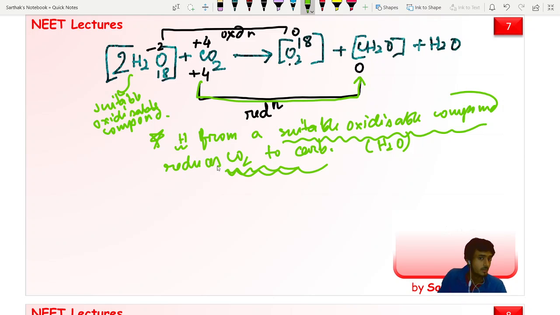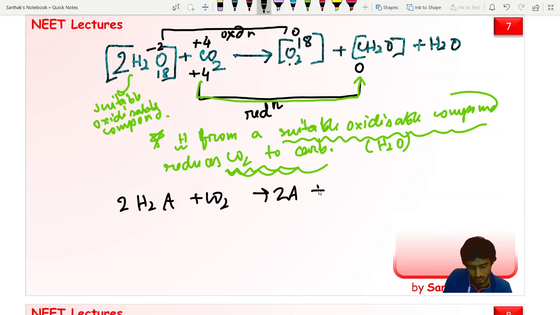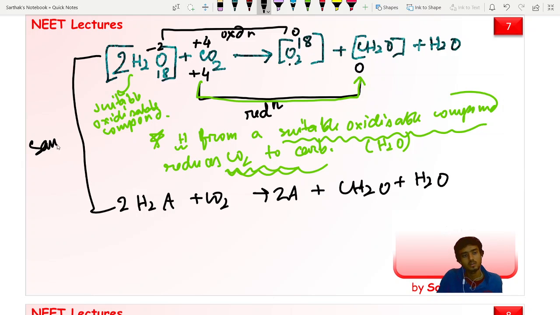So have you understood the statement? The statement given in NCERT is that H from a suitable oxidizable compound reduces CO2 to carbohydrate. It is the deep explanation of the statement. So basically the equation given in NCERT is this: 2H2A plus CO2 equals 2A plus CH2O plus H2O. So basically these two equations are the same, because I have radio labeled this O18 and they have given this O18 as A, because this A can also be sulfur.